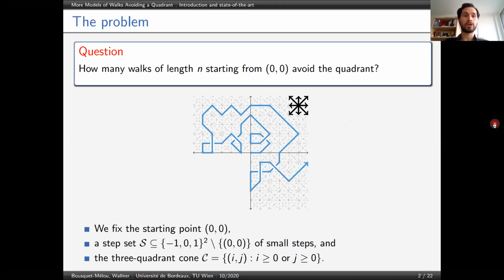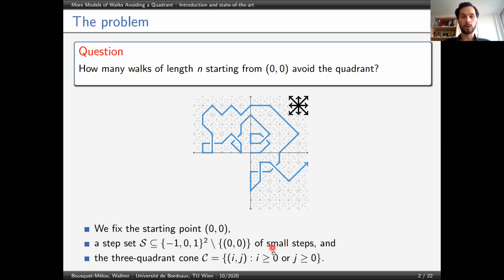In this talk, we're going to address the problem of how many walks of length n, starting from the origin, avoid the quadrant. So here you see an example of such a walk. For such a walk, we fix the starting point, which should be the origin. Then we fix a certain subset of the 8 possible nearest neighbor jumps, which are also called small steps. And then we fix the 3-quadrant cone, which consists of all possible points in the plane, x and y coordinates, which do not have a negative x and a negative y coordinate. And then we're interested in the number of these walks.